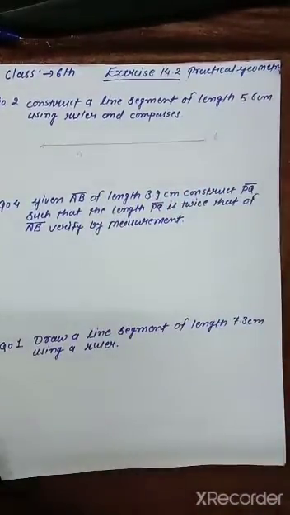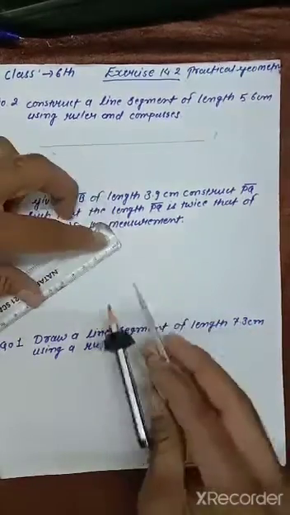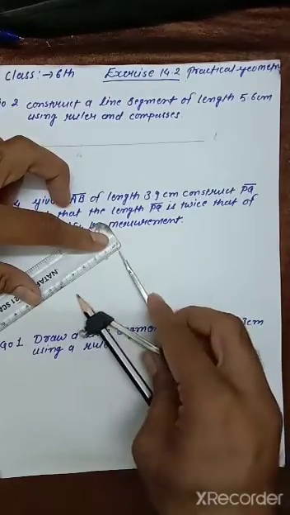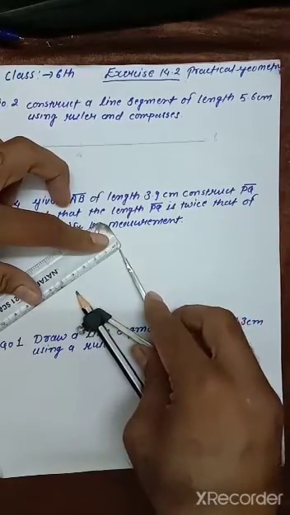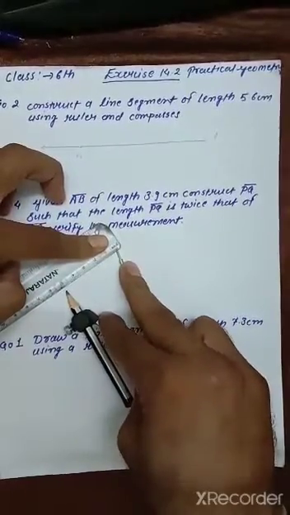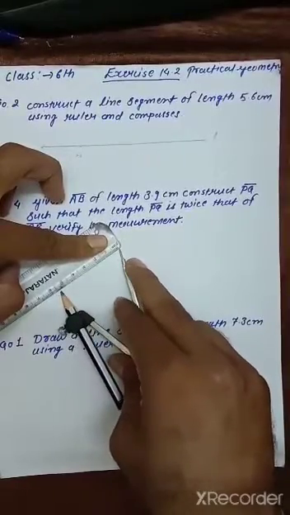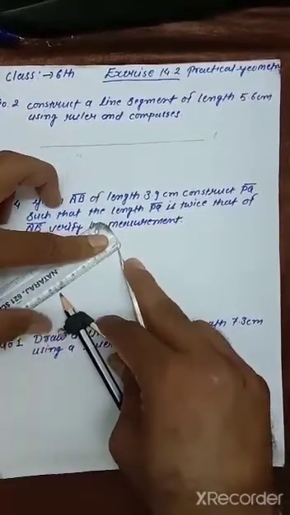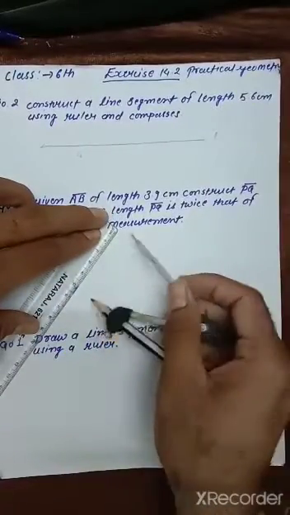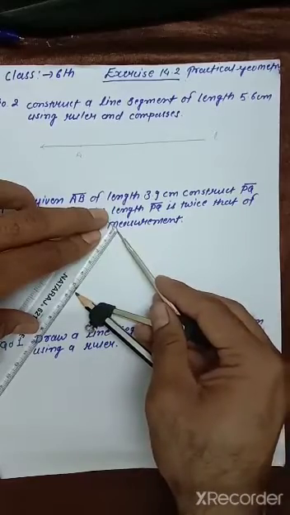Now with the help of compass, put the needle of compass at 0 on the ruler, and open the compass for 5.6 centimeter. So 5.6 centimeter will be up to here. This will be the length of 5.6 centimeter.